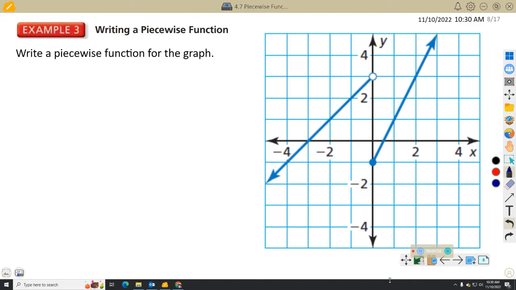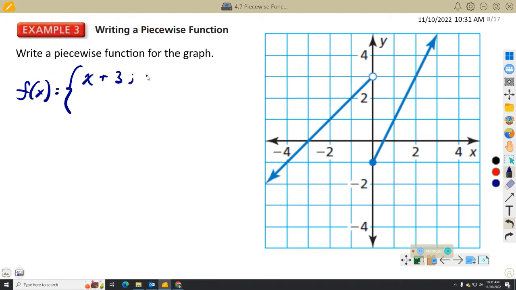All right? Now in this example, we're going to write a function given a graph. So we have to look at the two pieces of the graph here and determine what the equations are. So I'm just going to call this f of x, I guess. It's equal to, I'm going to do the one on the left first. This looks to have a slope of 1. Up 1 over 1, up 1 over 1. It has a slope of 1. So 1 times x, and my y-intercept here is 3, x plus 3.